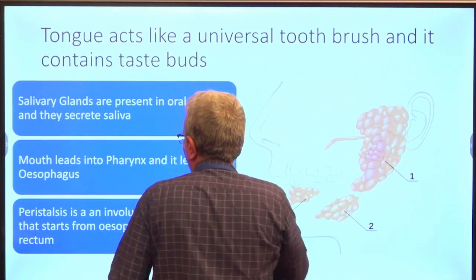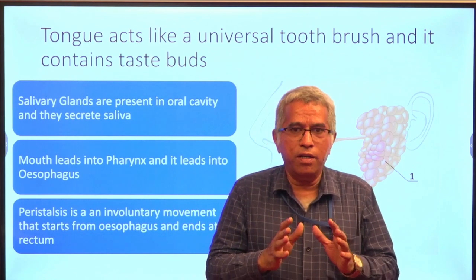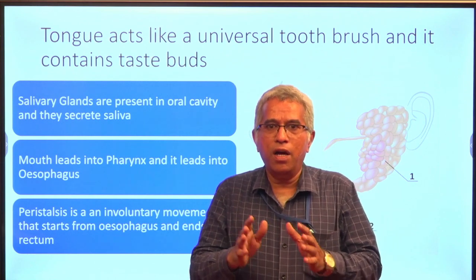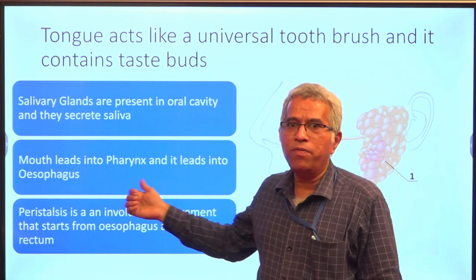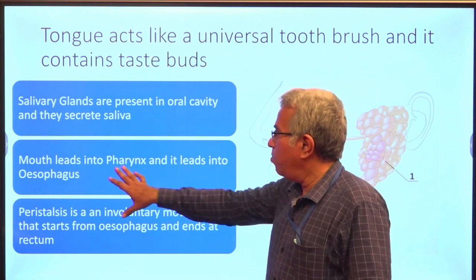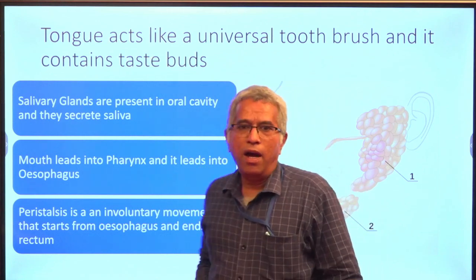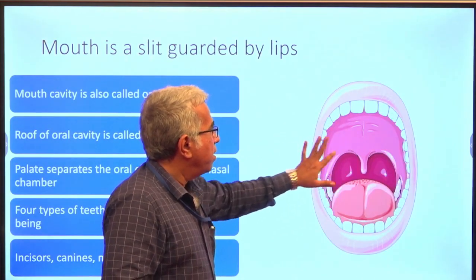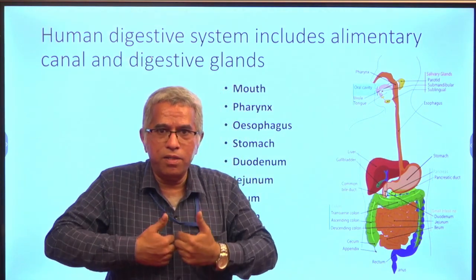And the next part: this mouth leads into the pharynx. The pharynx is the junction, a crossroad for water, food, and air. The food particles should enter into the esophagus from the pharynx. They should not be allowed to enter into the respiratory tract. So the mouth leads into the pharynx, and the pharynx leads into the esophagus. And from the esophagus, let us go to the diagram. Here you can see the esophagus. It runs like this.